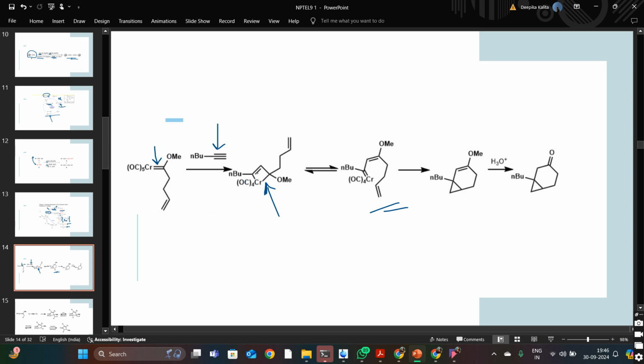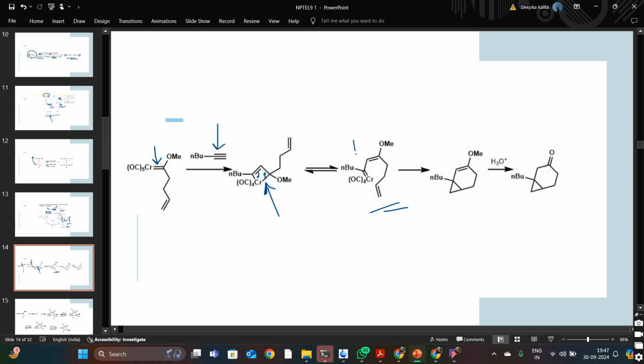That means you can visualize it as the shift of this bond towards here and this bond towards here, and by opening this four membered metallacycle, you are going to get a triene of this type, where one of the double bonds is the carbon chromium double bond containing fragment. Okay, so now you have this triene.